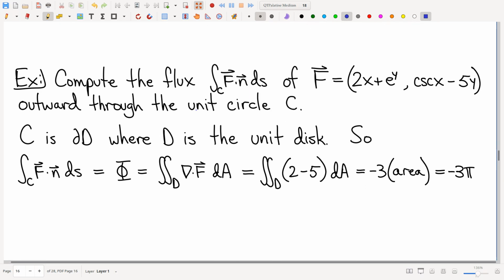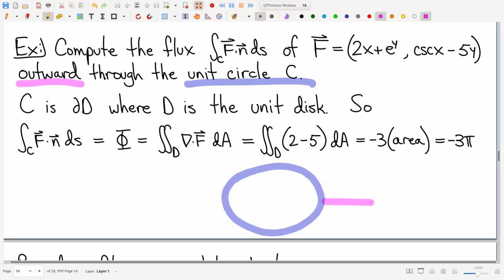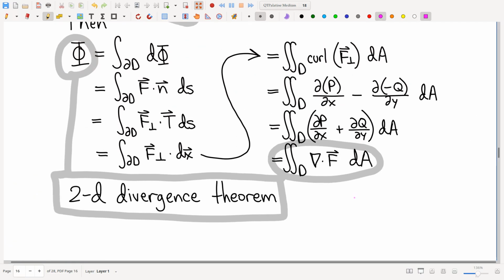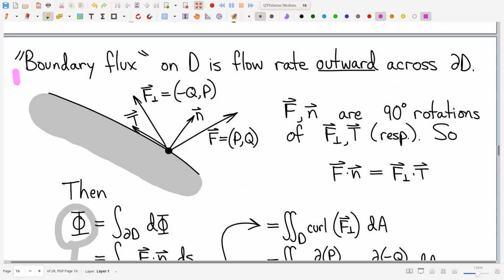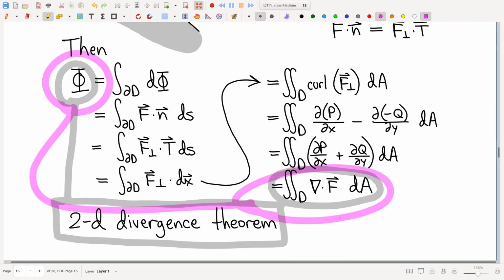So we've got the unit circle here. Let me draw a picture. Here's the unit circle. And let's see here. It says we want to go outward through the unit circle. Okay, so there's our orientation outward. And we're supposed to compute the flux, it says. Now, wait a minute. We have our theorem. Our theorem is about computing boundary flux. So this formula right here only works if, in fact, I'm interested in boundary flux through a boundary.